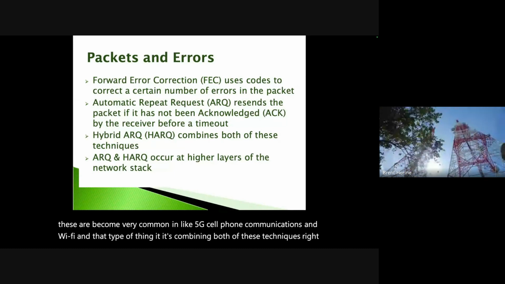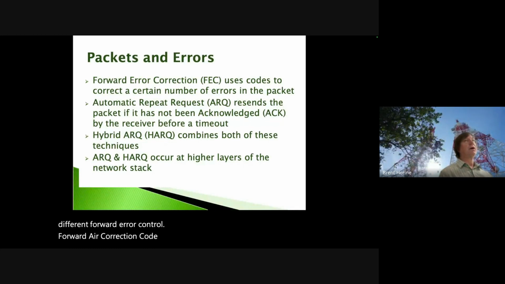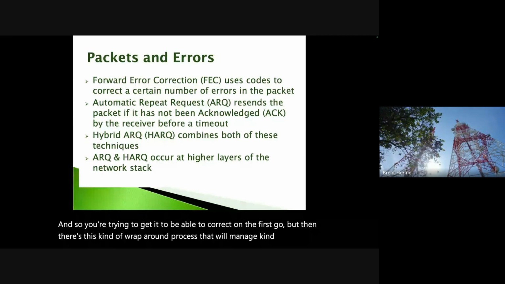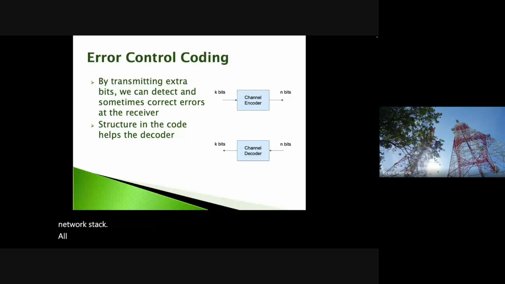So there's actually a whole hybrid conglomeration of different forward error control, forward error correction coding. You're trying to get it to correct on the first go, but then there's another wraparound process that will manage a retransmission. So these types of things occur at higher layers of the network stack. All right, so by transmitting extra bits, we can detect and sometimes correct errors at the receiver.